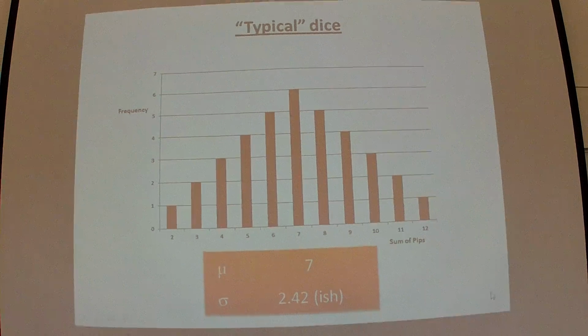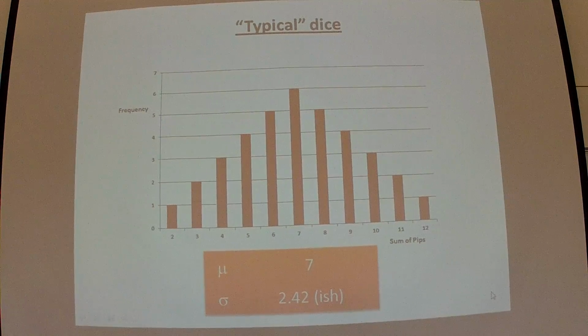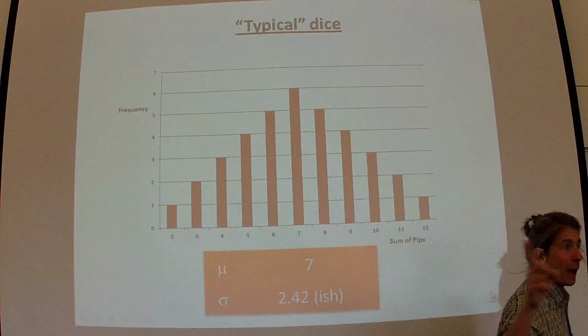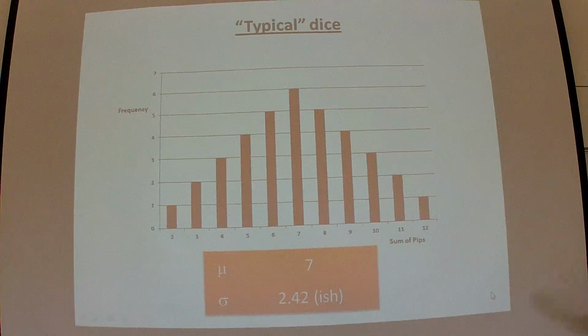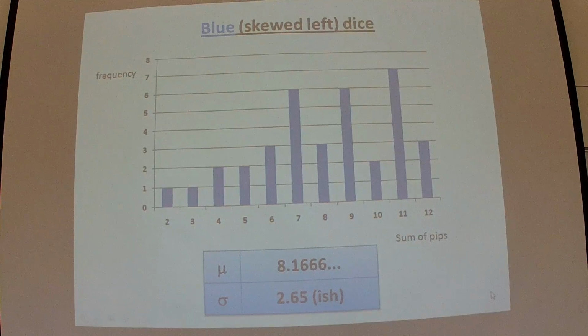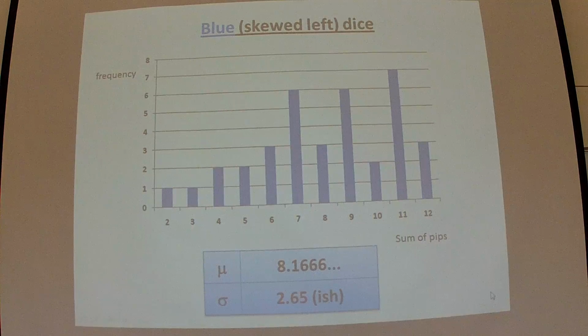Awesome work around here. So, check this out. Typical dice. None of you had typical dice. Nobody here had typical dice. There's what the blue histogram was. Those of you that had the blue dice should look like this, right?